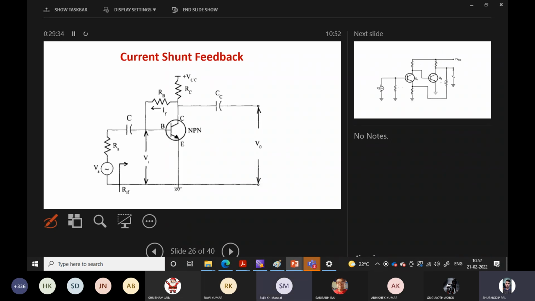Similarly, the current shunt feedback type is when the feedback is connected from collector to base. Here the resistor is connected, and the current, both at the collector point as well as at the input point, is divided into two paths. So it is a current shunt feedback type.